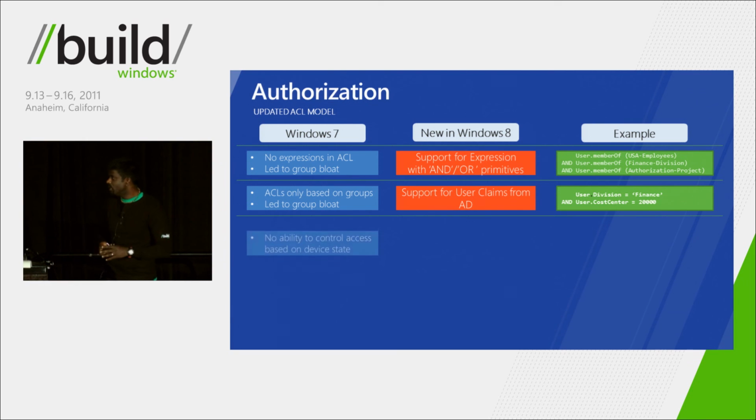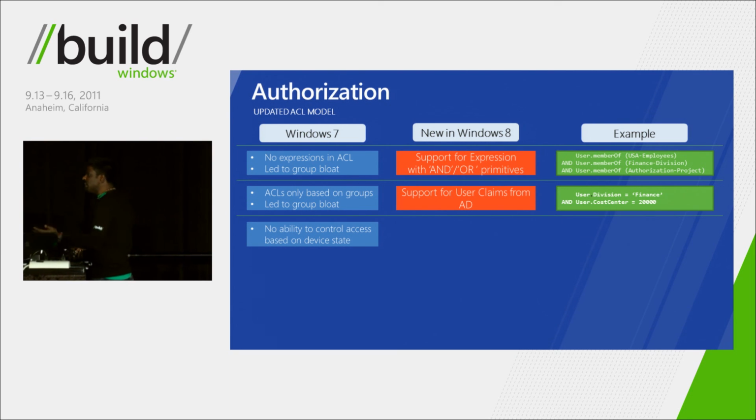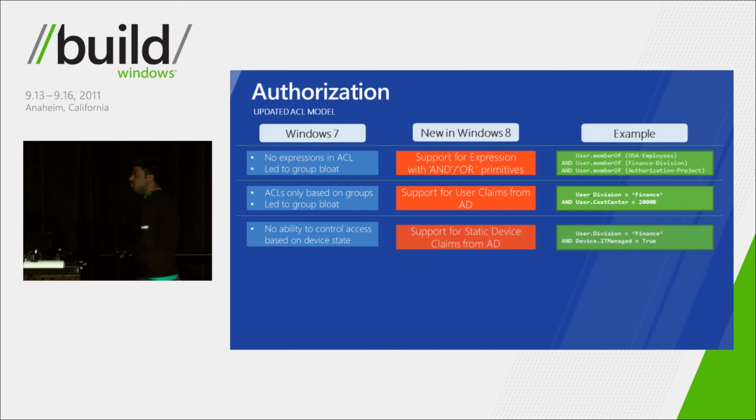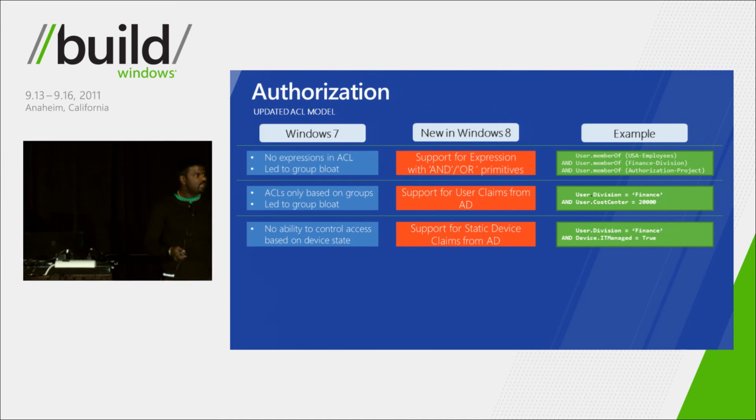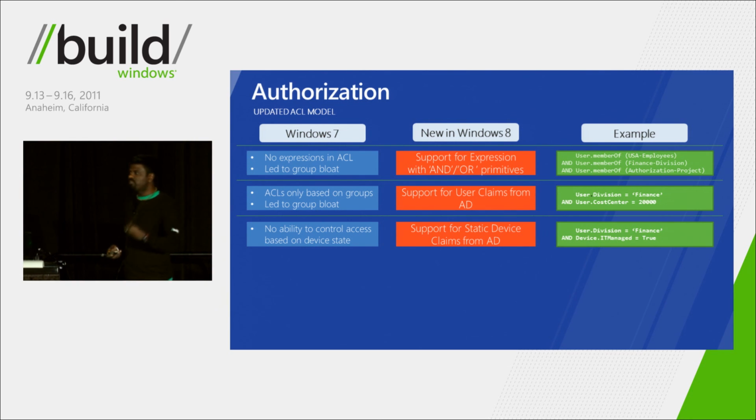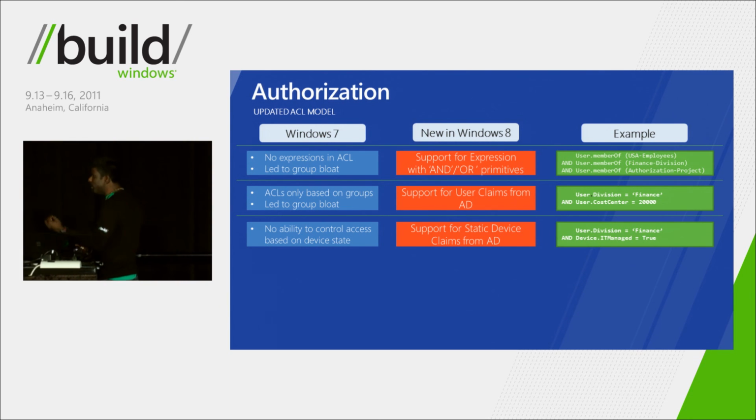Now, in addition, as I mentioned briefly earlier, we never had the ability to use any form of device state to drive your authorization at the core level in Windows. We've added support for claims about machines, your computer accounts that are joined to your domain, and use them to drive authorization decisions here. This is a really powerful concept.